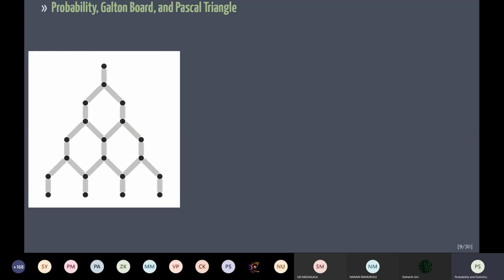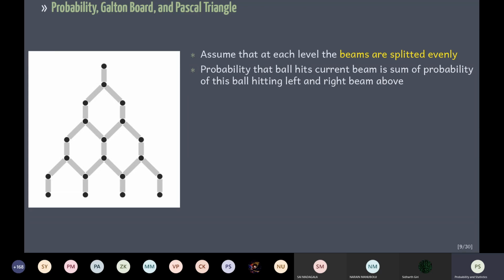So we can remove the background and represent this graphically. We assume that at each level the beams are split evenly. The probability that the ball hits the current beam is the sum of the probabilities of the ball hitting the left and the right beam above. We are expecting that these are evenly distributed, at equal distance from the center, and then these are split at equal distance. That will create the case of equiprobable outcomes.